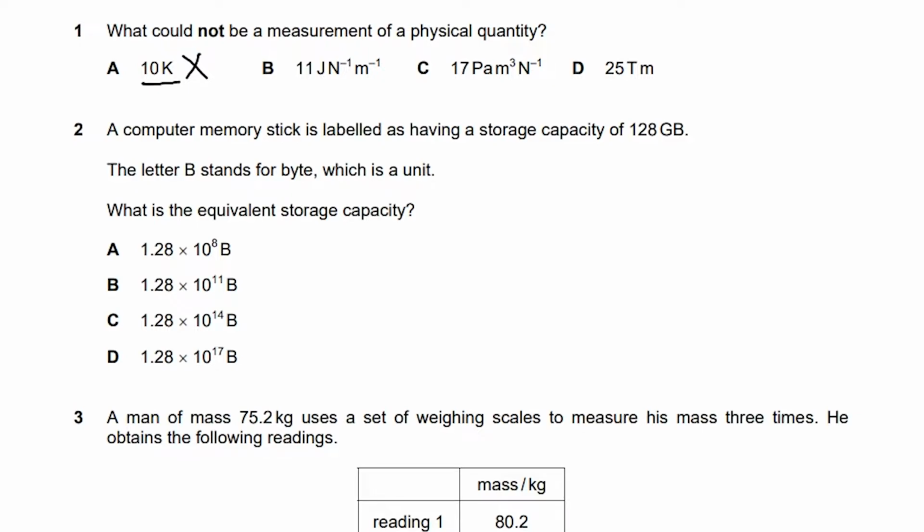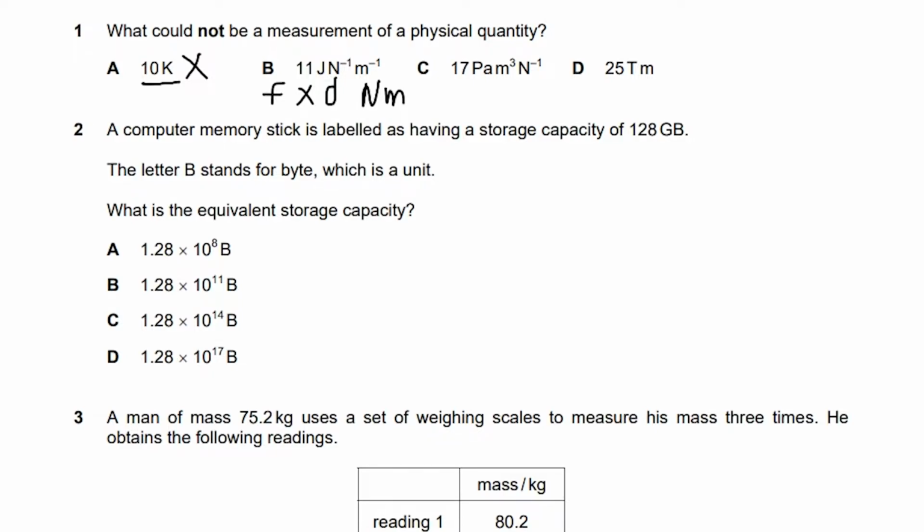B, 11 joules per Newton meter. Now joules is the SI unit for energy or work done. And what's the formula for work done? Work done is force multiplied by distance moved in the direction of force. The SI unit for force is Newton and the SI unit for distance is meter. So this is Newton meter multiplied by Newton meter per Newton meter, or Newton meter multiplied by N raised to the power minus 1 m raised to the power minus 1.